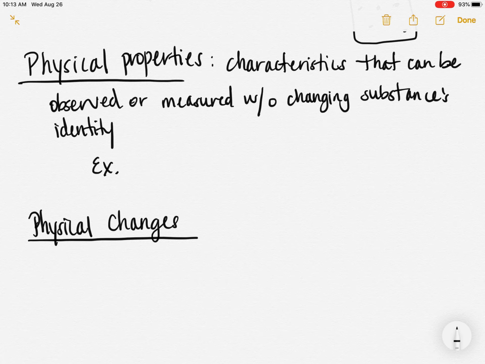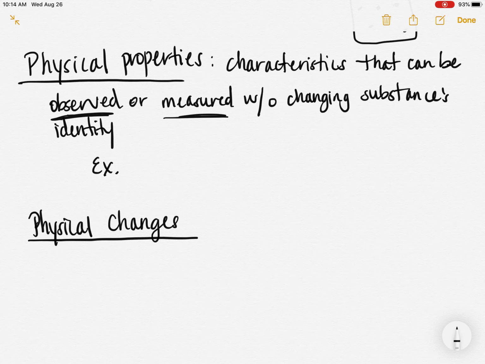Okay, so I know I'm not holding anything up in front of you, but just imagine that I had a piece of printer paper, okay? So we could identify some physical properties about that piece of computer paper, and those would be properties that we could observe or that we could measure without changing the identity of that paper, leaving the fact that it's just paper.